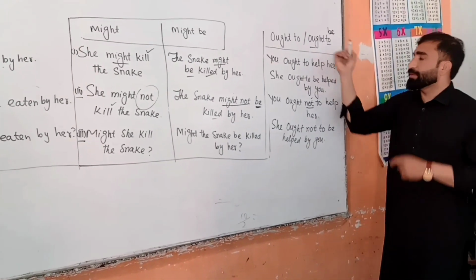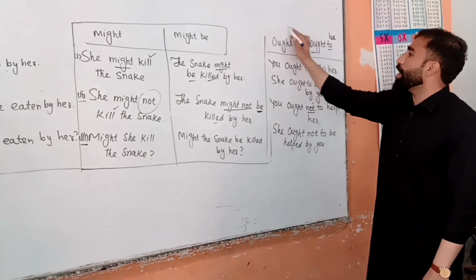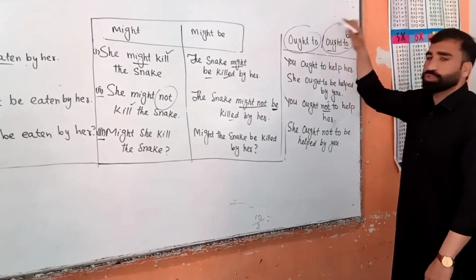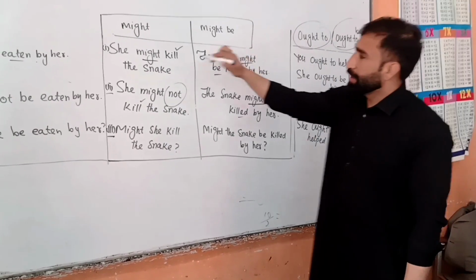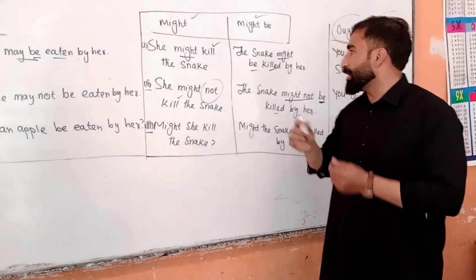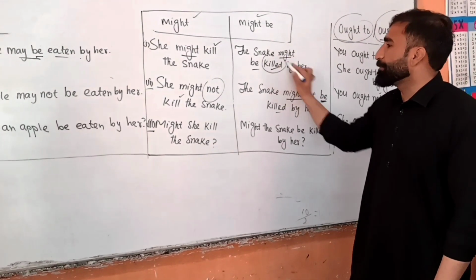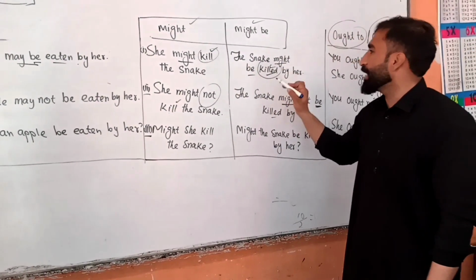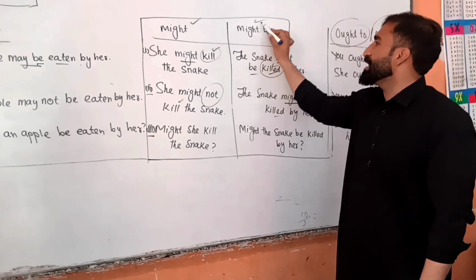So "ought to" will be changed into "ought to be". Here "might" will be changed into "might be", and you already know that we will use the third form of the verb, like for "kill" we use "killed".